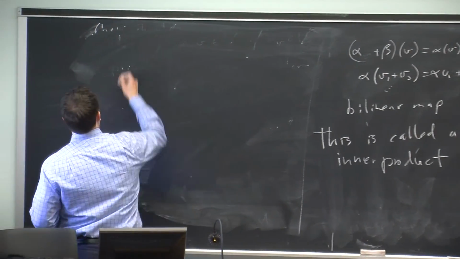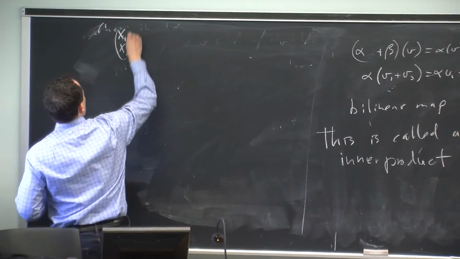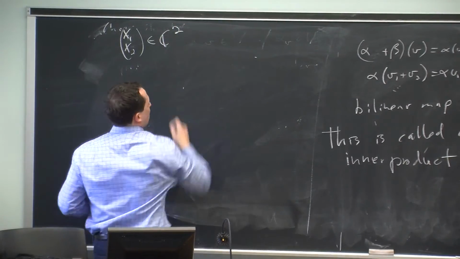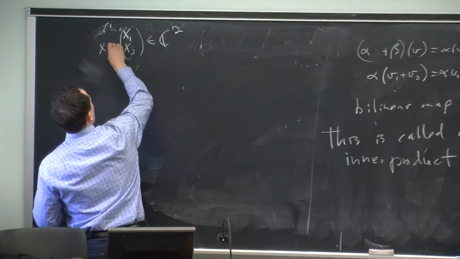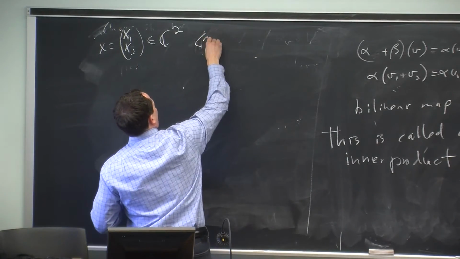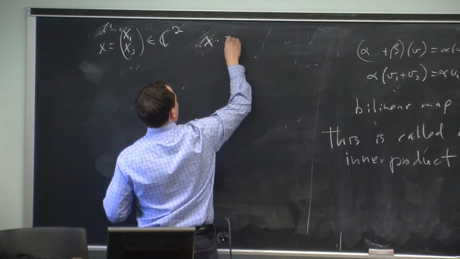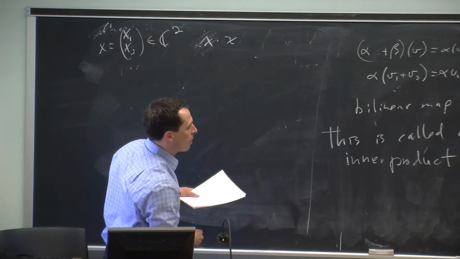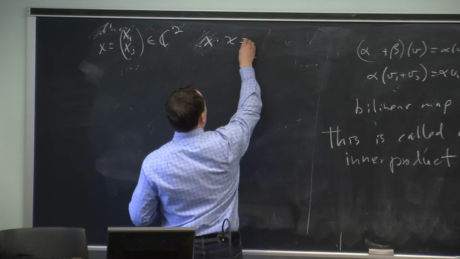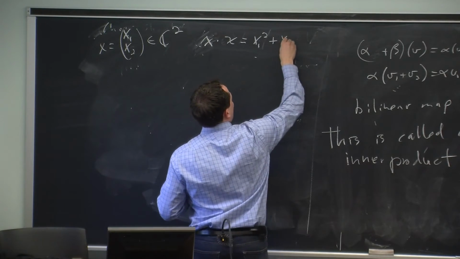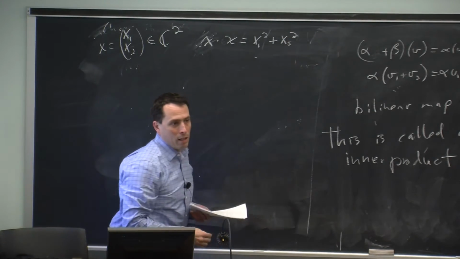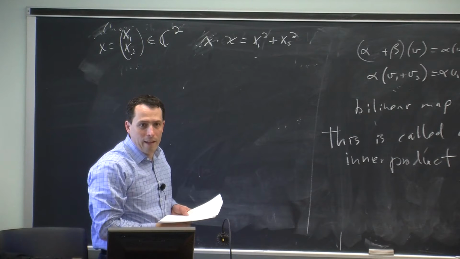Well, suppose I have a complex vector x = (x1, x2), and I take the dot product of x with itself in this sense. Well, what does that give me? That gives me x1 squared plus x2 squared. And I like to take the square root of that and call it the length. What's the problem with that?